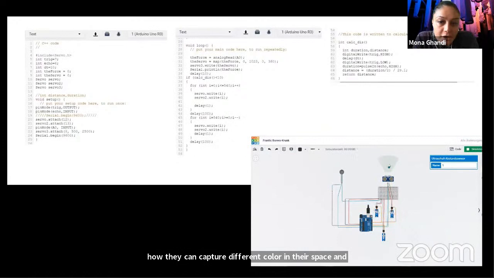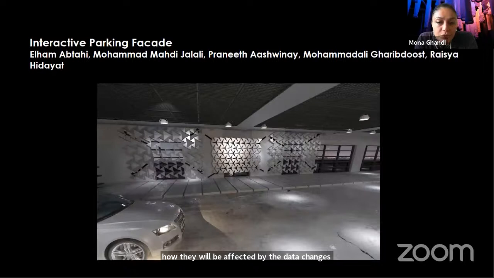So here is the code and the animation of the physical computing simulation. You can see that by changing different data in different sensors, here you can see two sensors and three servos, how they will be affected by the data changes in each sensor. And the last project was an interactive parking facade, to adapt itself to the sun to provide a shared natural air view and shading.